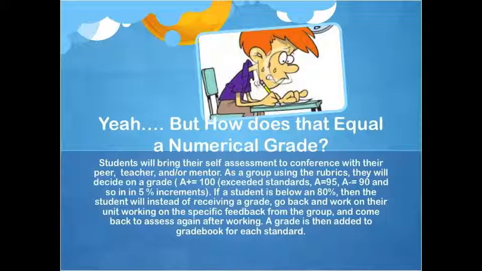Students will receive a numerical grade for every standard they choose to be assessed on a unit on a 5-point scale. Students that the group agrees have not met the standard, less than an 80%, will not receive a grade, but instead go back and develop the gaps in the unit and reconvene when they feel they've better met the standard.